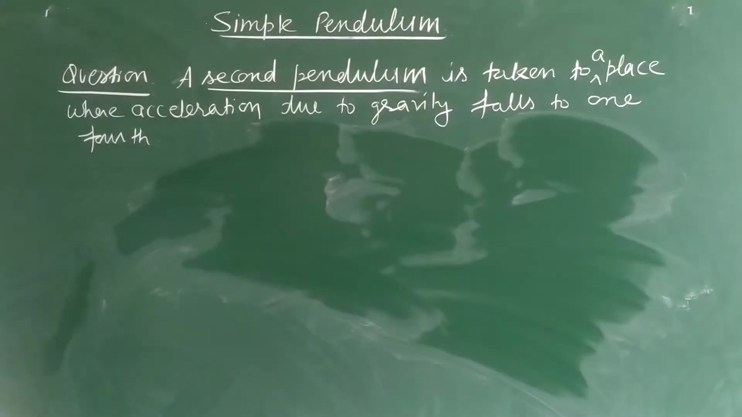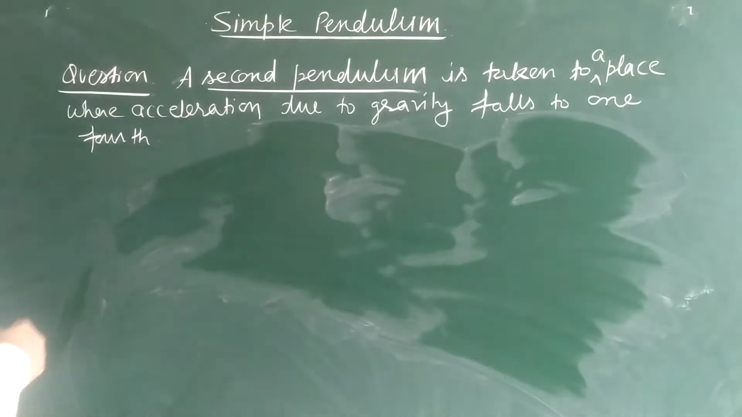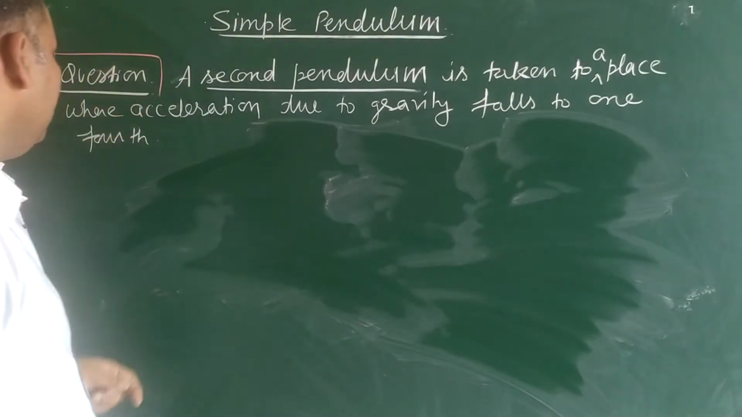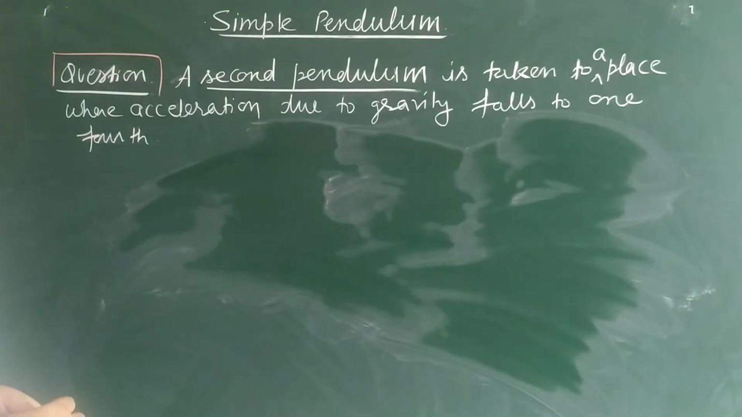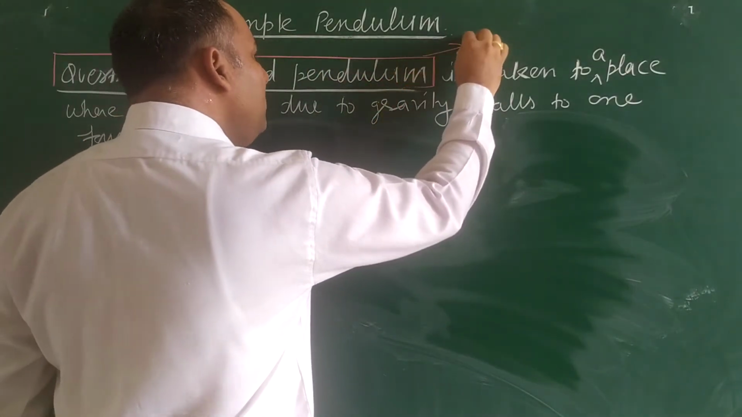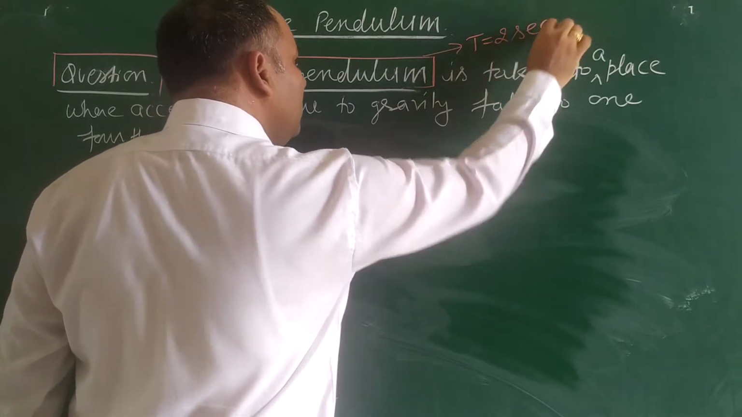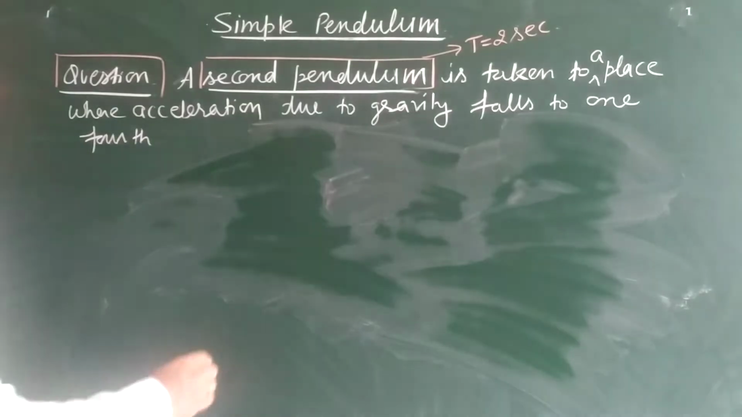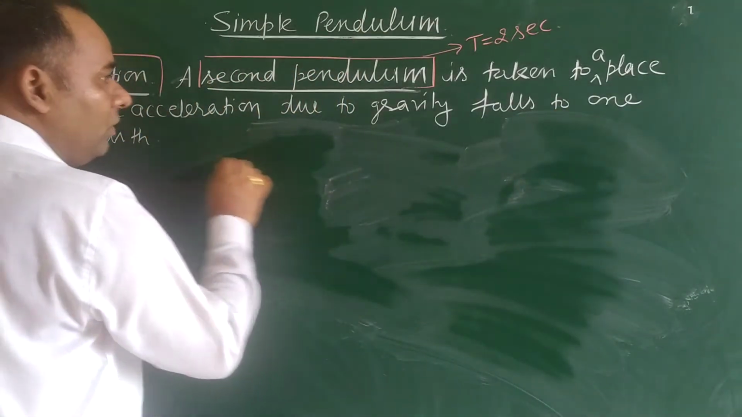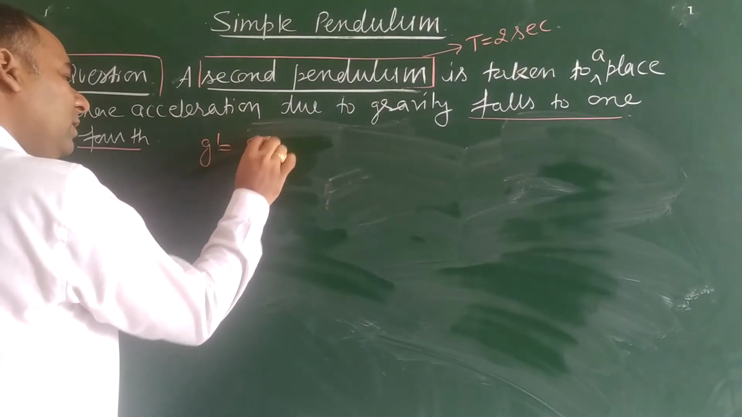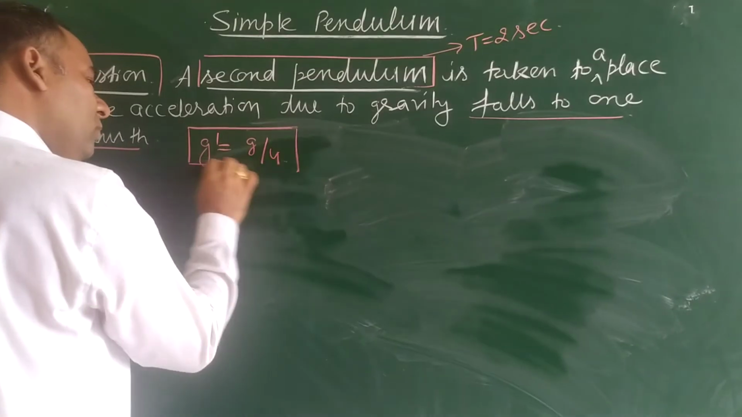Your second chapter is the simple pendulum, and in simple pendulum your first numerical problem is: a second pendulum is taken to a place where acceleration due to gravity falls to 1/4. What is the time period of a second pendulum? The time period of a second pendulum is 2 seconds. Falls to 1/4 means your new acceleration due to gravity is g by 4.